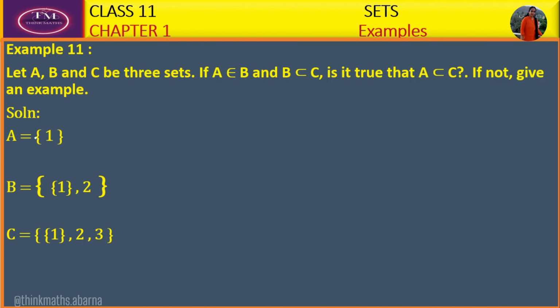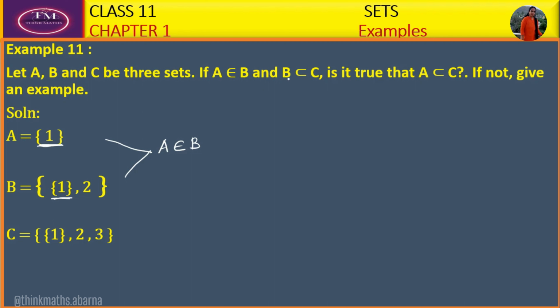Now if you check, A is equal to the set of all 1. This set of all 1 should be in B. Yes. So in B we have, inside the curly bracket, one curly bracket with 1. Okay, so that means the complete set A is in B. So that means A belongs to B. Okay, A belongs to B.